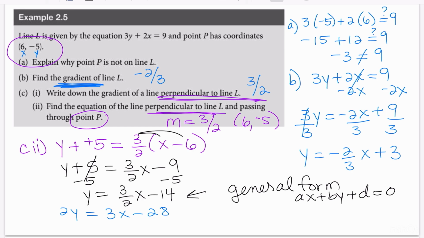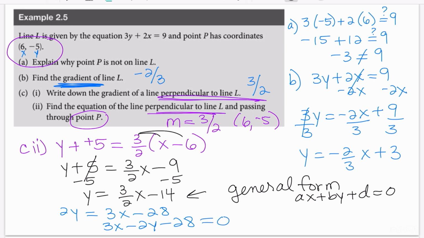So I multiply the equation by 2. I get 2y equals 3x minus 28. So I took care of the fact that x is positive. There are no fractions or decimals. And the last requirement is that it has to be set equal to 0. So my final answer is going to be 3x minus 2y, because I took the 2y over, minus 28 is equal to 0. So let's review.